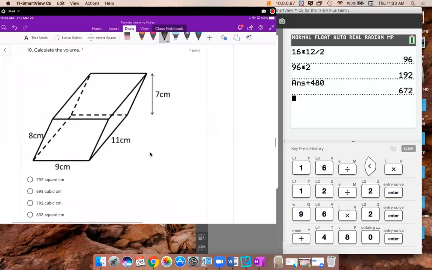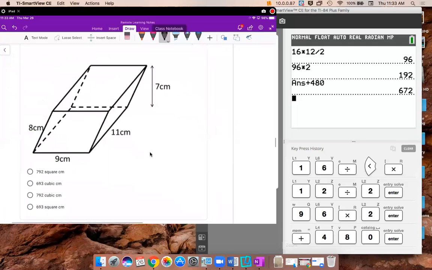Okay, this one got you guys a little bit because this is a slanted rectangular prism. So this distance doesn't represent the height. If you did 8 times 9 times 11, that doesn't give you the actual volume of this thing, because this 7 is really your height, because this is really hitting over here at a 90-degree angle since it's slanted.